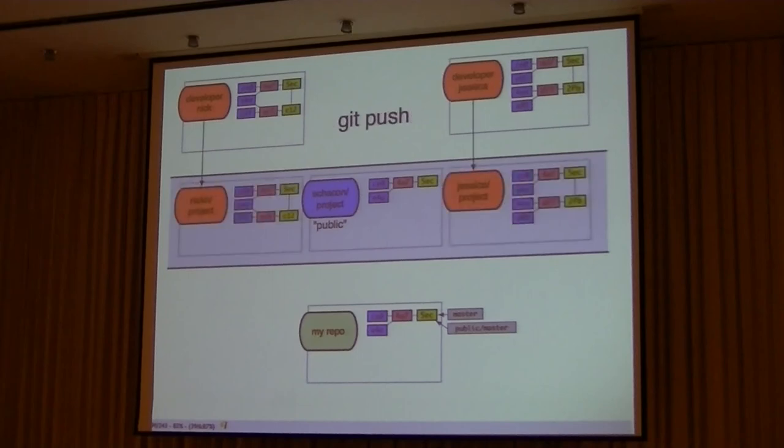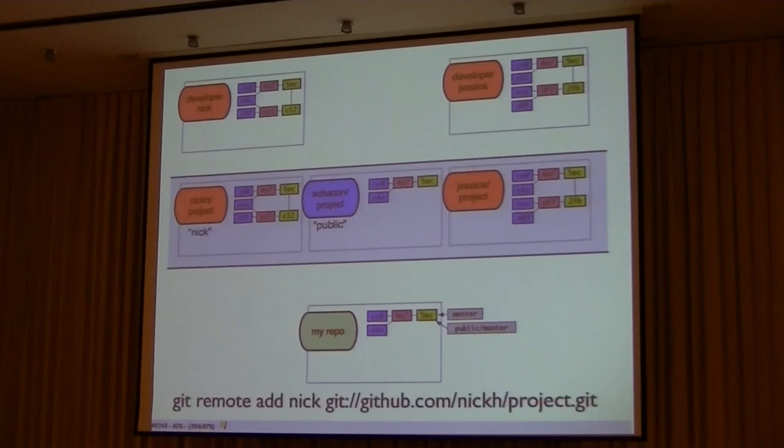Right? And then they go to GitHub, do a fork, so they have their own writable versions, and they push their work to the fork, right? So now there's some duplicated objects on GitHub, but you guys don't care because, you know, it's not your disk space, right? So now they email Nick, right?